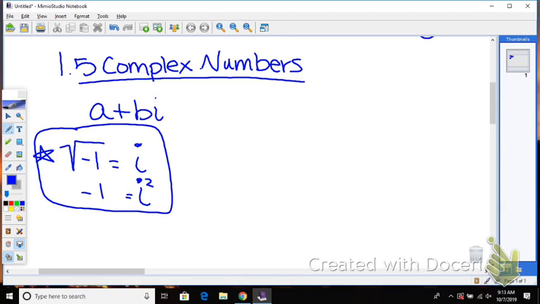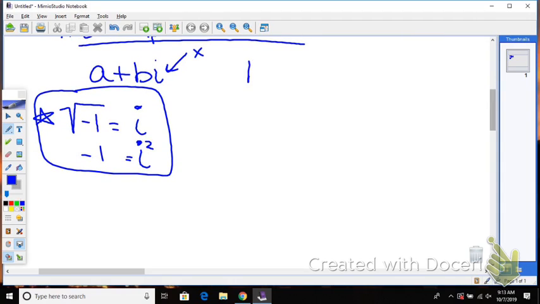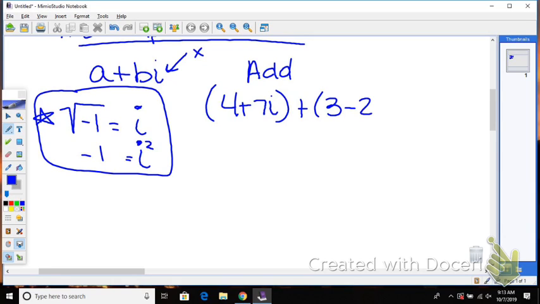But for today, I want you to treat i like it's an x. So you can only combine imaginary numbers with imaginary numbers, just like only x's can combine with x's. So if I give you something like this, we're going to add 4 plus 7i plus 3 minus 2i. When you're adding, you don't need your parentheses, but it's going to be written like that, so that's why I want to show it to you. All you need to do is drop the parentheses, or think of them as not there, and combine like terms.